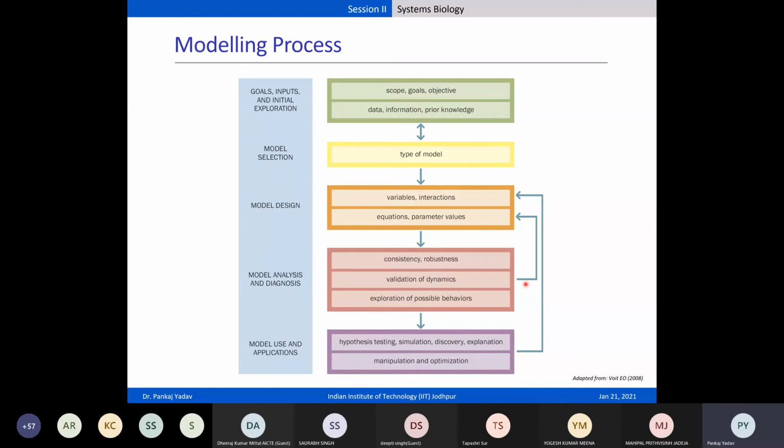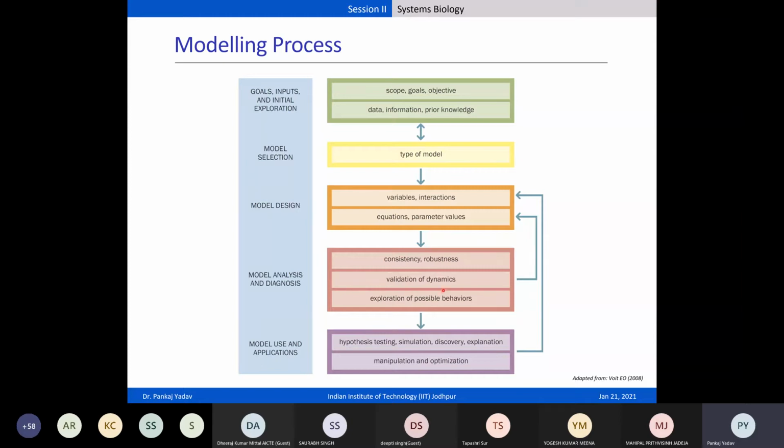You can see that these are themselves iterative processes. So you may have to go back and throw out or add new variables in your model, and again check all these steps and perform the model analysis and diagnosis steps. There are many methods to do that. We will not be looking into those methods in this session, but there are several approaches for checking all these things.